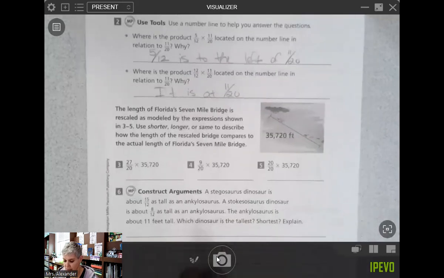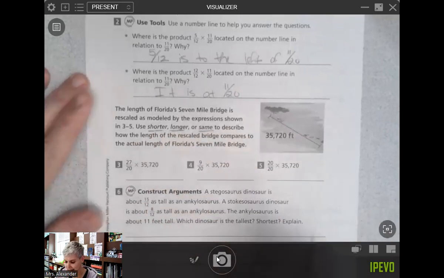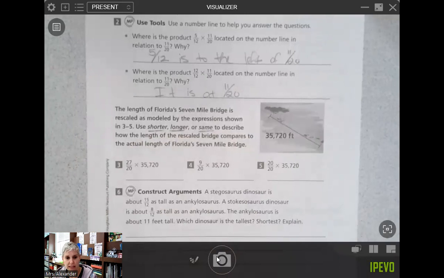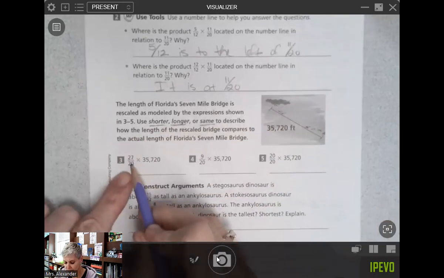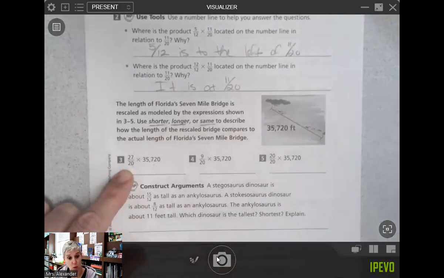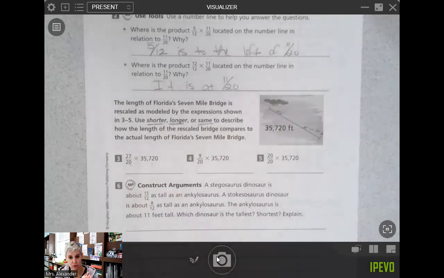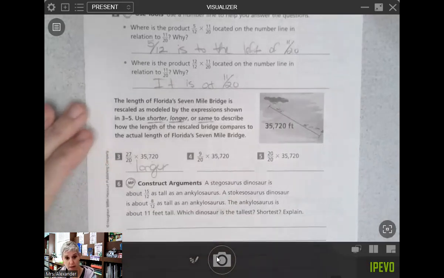Okay. The length of Florida's 7-mile bridge is rescaled as modeled by the expressions shown below, 3, 4, and 5. We're using shorter, longer, or the same to describe how the length of the rescaled bridge compares to the actual length. So here's our actual length. If we have 27/20 of that length, 27/20 is greater than 1, so compared to the actual length it's going to be more, or longer, because 27/20 is more than 1.